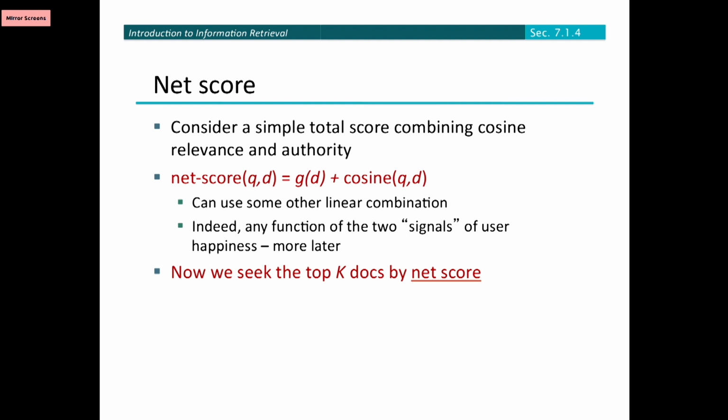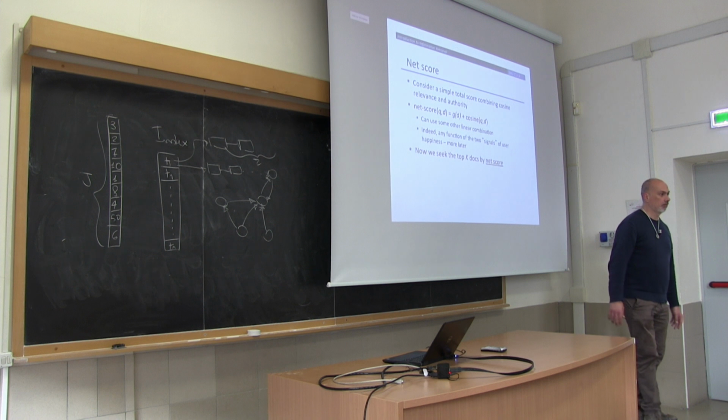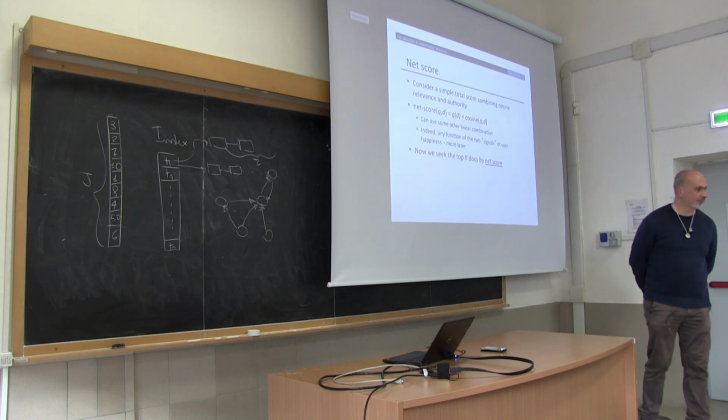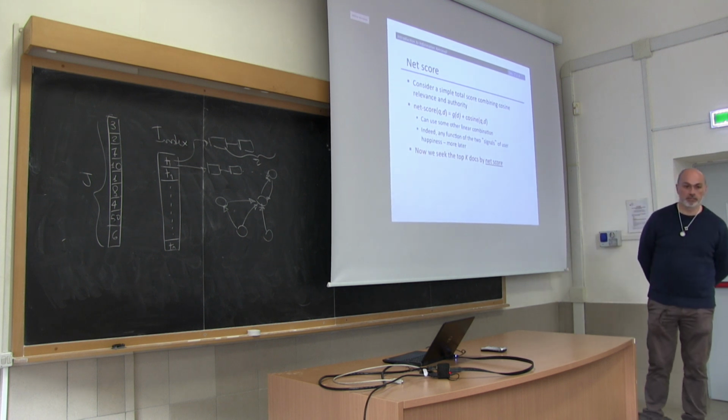GD is something between 0 and 1. Cosine, something between -1 and 1. In principle, you sum them. You take them and sum them. Okay? Is this working or not?